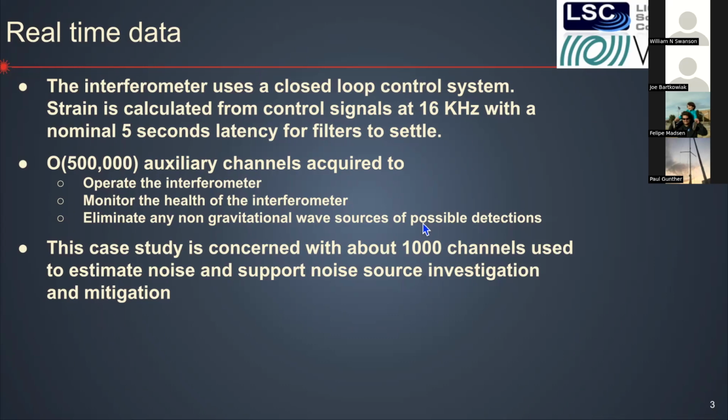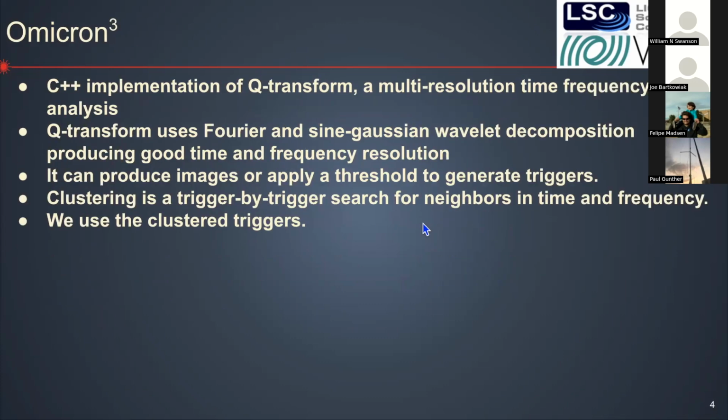So this case study is concerned with 1,000 channels that are used by the detector characterization group to estimate the noise and support the noise source investigations and mitigation. We use a program called Omicron, which is a C++ implementation of the Q transform. This is a multi-resolution time frequency analysis that combines Fourier and wavelet decomposition to give us good time and frequency resolution. It can produce images, but the way we use it is to generate triggers, which are short duration excess power in a particular part of the spectrum.